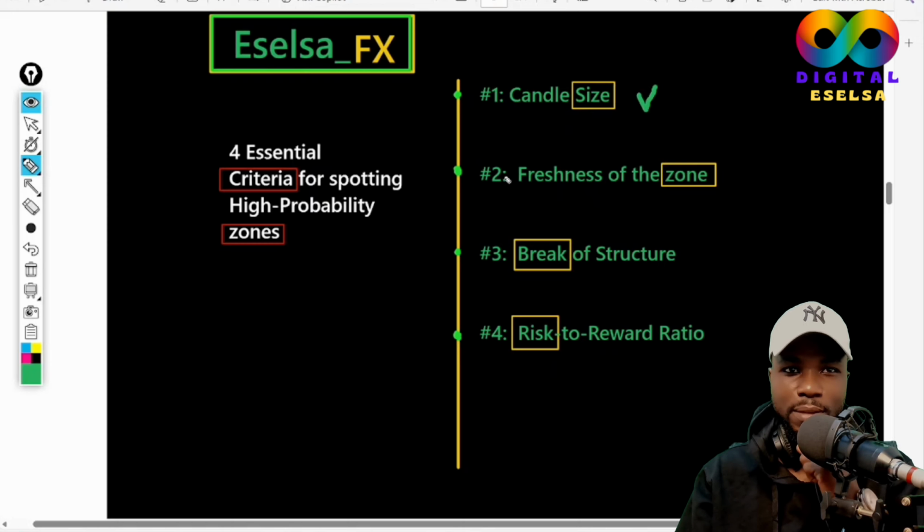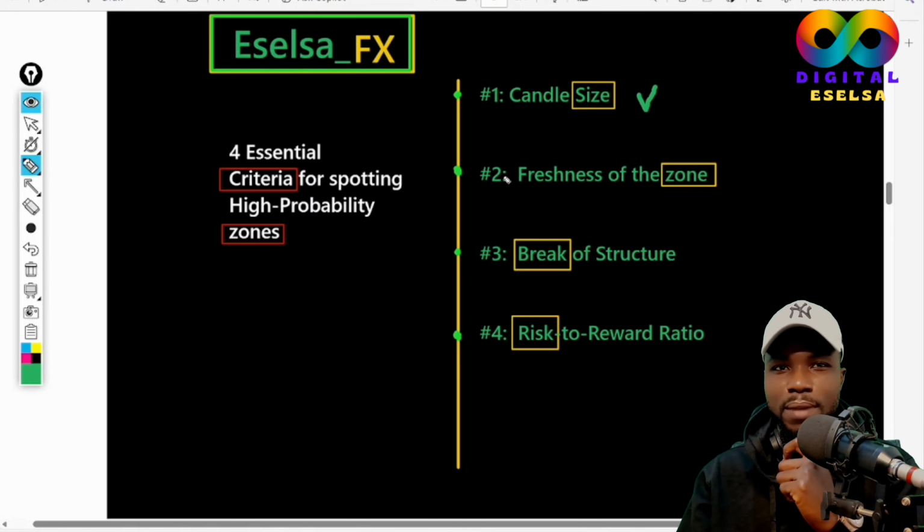Freshness of zone is very important. A valid supply or demand zone shouldn't have been tested before. It should be a virgin and fresh zone if you want to mark out the best zones, right?